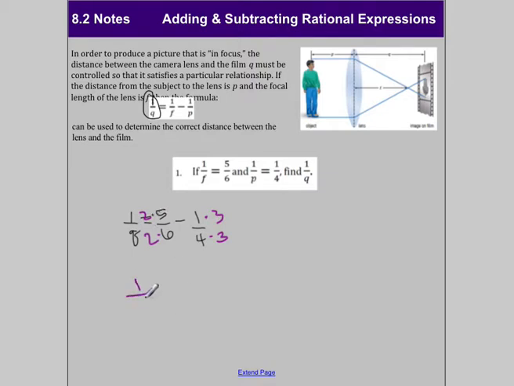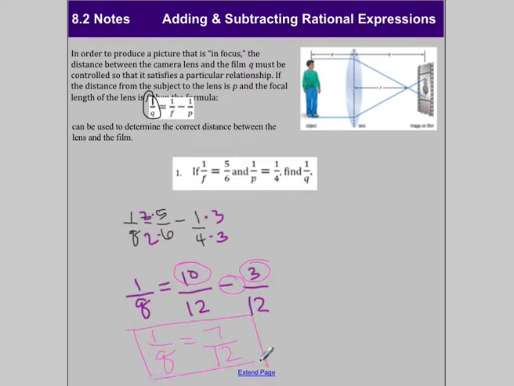Okay, so 1 over q will equal 2 times 5 is 10, 2 times 6 is 12, minus 1 times 3, which is 3, over 4 times 3, which is 12. Now, when you are adding or subtracting, recall that for the numerators, you perform the operation. So 1 over q will equal 10 minus 3 is 7, and your denominator stays exactly the same. Then the last thing I would need to do is check, is 7 over 12 reduced all the way? And yes, it is. Okay, so there is 1 over q.